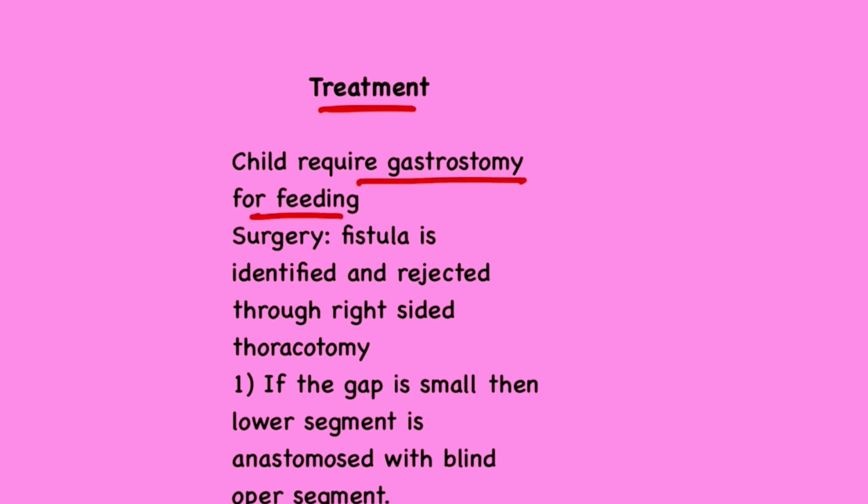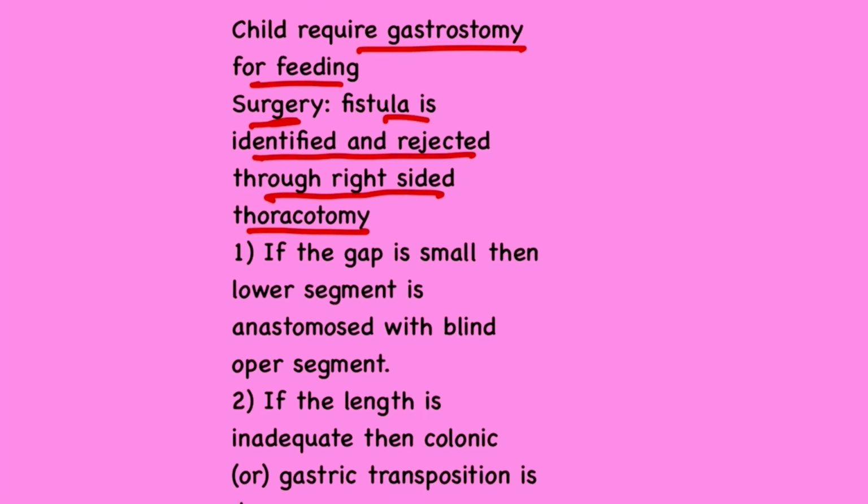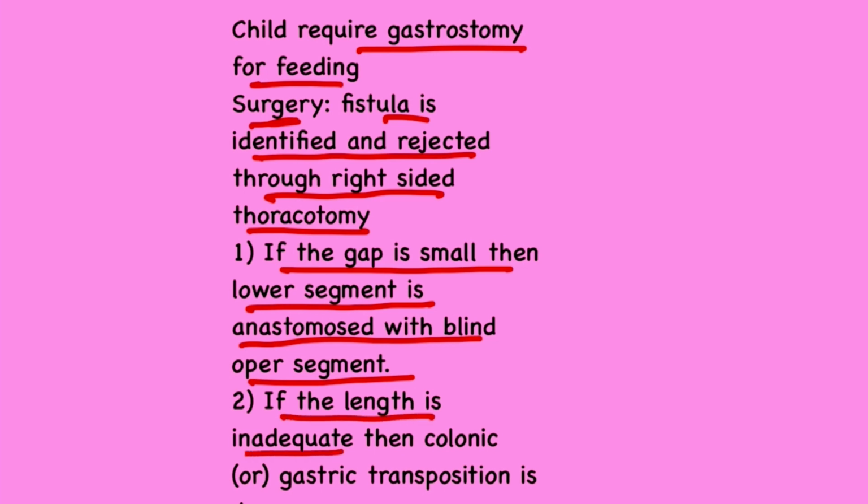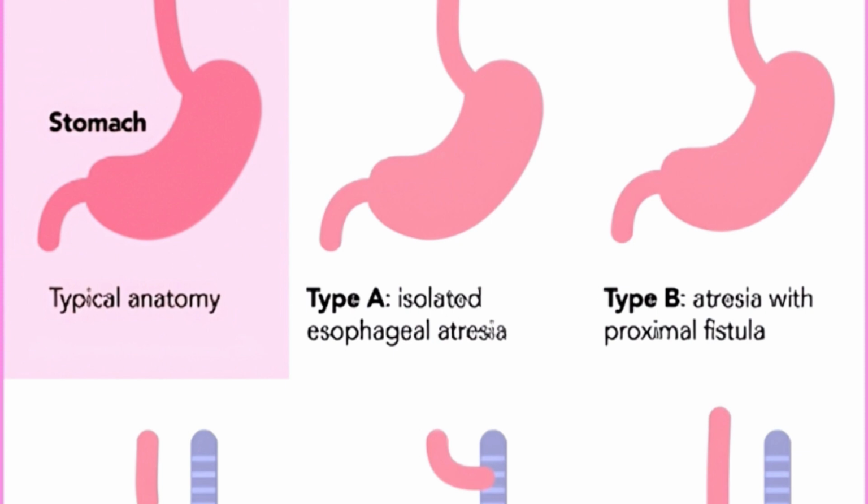Treatment is child requires gastrostomy for feeding. Fistula identified and resected through right-sided thoracotomy. If the gap is small, then lower segment is anastomosed with upper blind end. If the length is inadequate, then colonic or gastric transposition is done, which means we will cut a part of the colon or gastric and connect with the gap between the fistula.